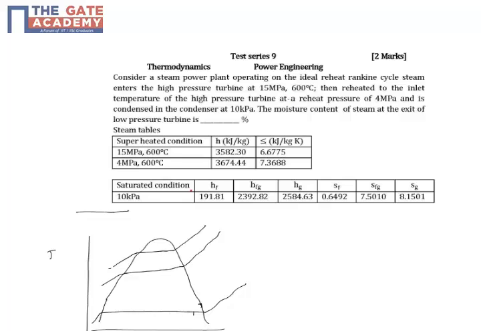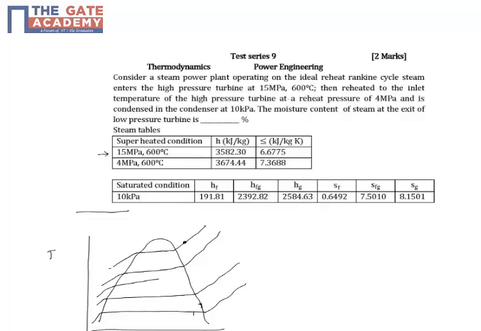So 15 MPa at the high pressure turbine. At 15 MPa and 600 degrees Celsius, it's a superheated state, so it's somewhere here. Now what he says is that it expands to 4 MPa. So let's draw 4 MPa somewhere like this. It expands to 4 MPa and then is again reheated.